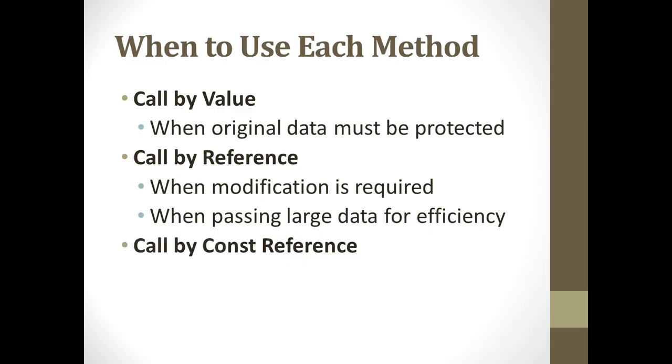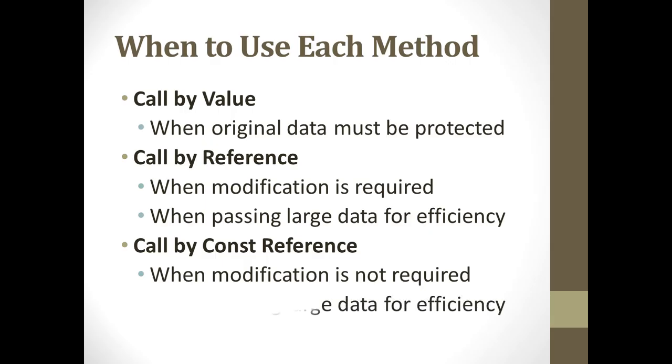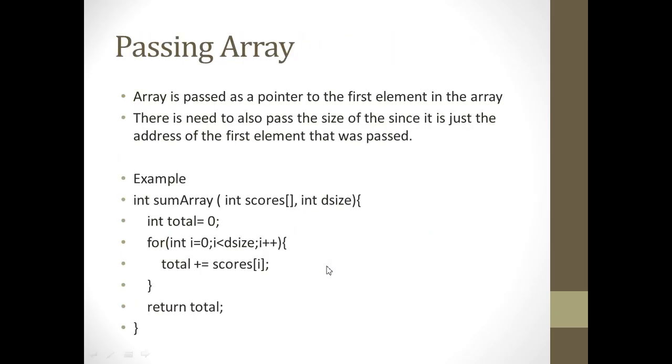Then call by constant reference is used when modification is not required, and when passing large data for efficiency. Modification is not required, but yet you want to maintain efficiency of not passing copies of the data.